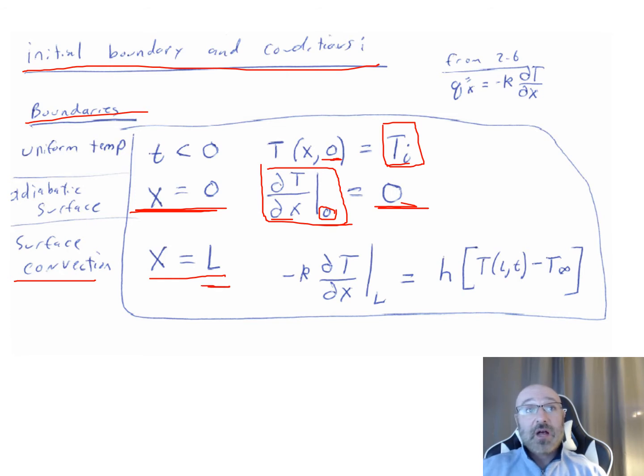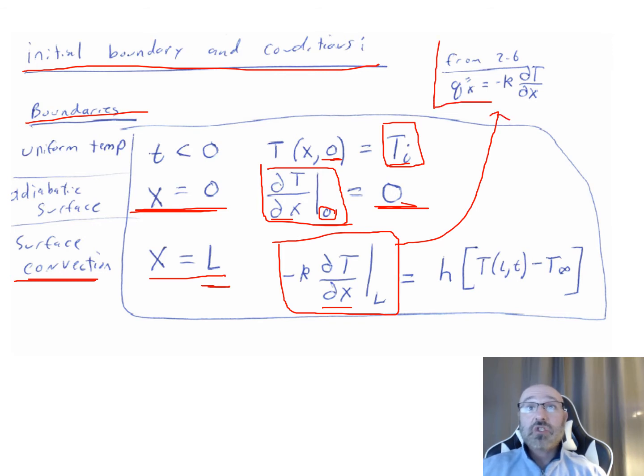At this distance L, this is where we're going to have surface convection. This is given by the following relationship, where we have negative k times the partial temperature with respect to position, ∂T/∂x. Where does this come from? This is our heat flux relationship, which comes from equation 2.6 in our textbook. So we plug that in here for our heat flux in the x direction.